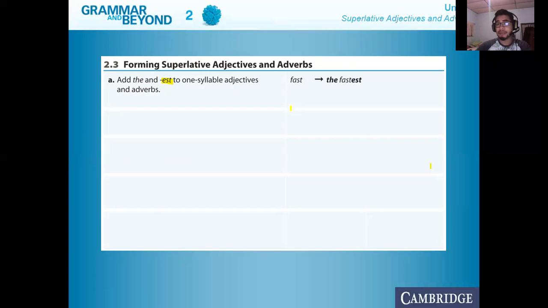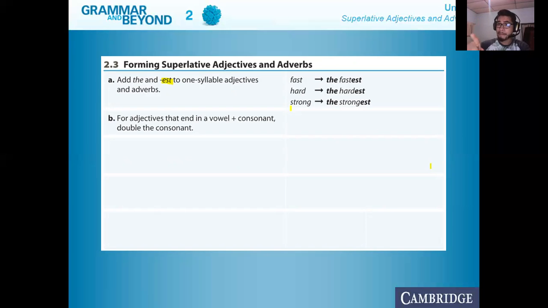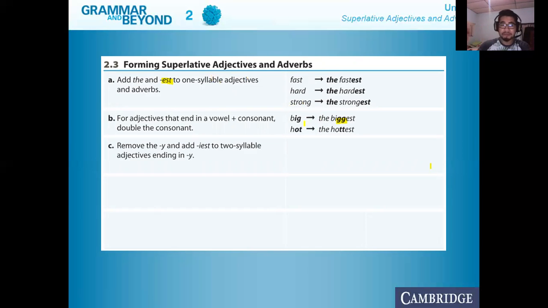For example, fast will become the fastest. Hard will become the hardest. Strong will become the strongest. For adjectives that end in a vowel plus consonant, double the consonant. Remember, if you have a word that ends in a vowel plus a consonant, you double that consonant and you add est at the end. We're going to see some examples. Big becomes the biggest, for example. Why? Because you have the pattern of a vowel, which is I, and a consonant, which is G. Then you double the consonant and add est at the end. Hot becomes the hottest, and we can mention many others as well.